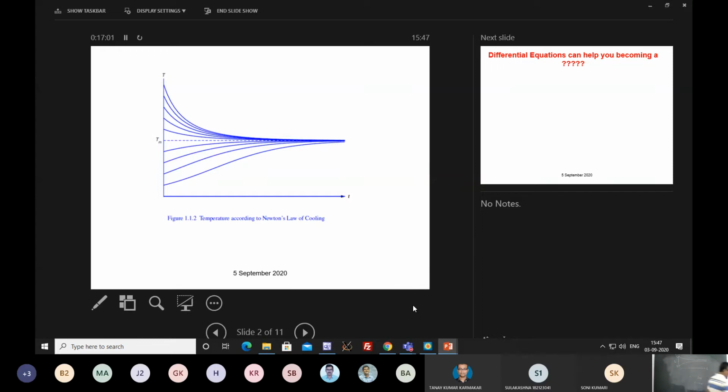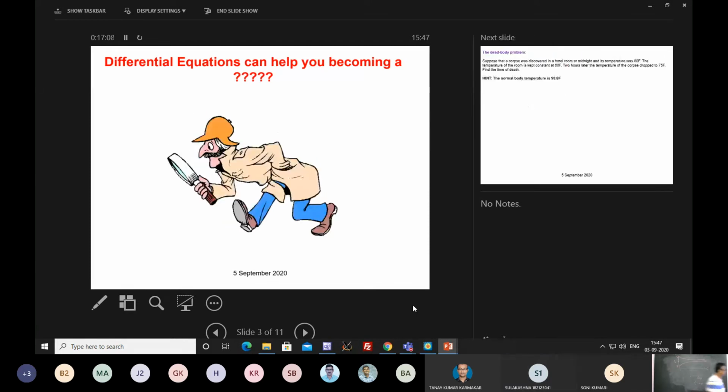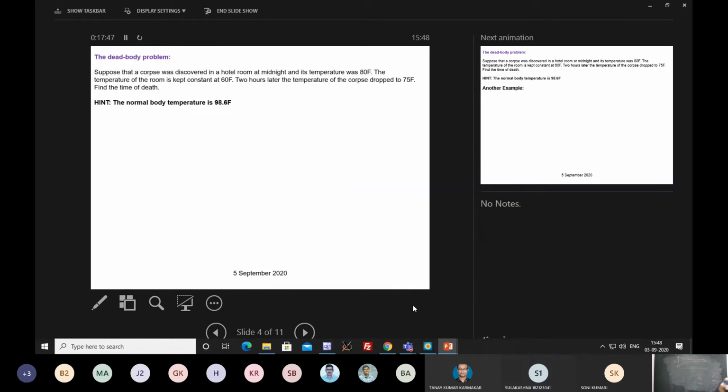Okay, so now I am coming to some funny part. What is this? What does the picture tell you? It's a picture of a person looking through a magnifying glass, wearing a hat. You must have seen a lot of TV series like Crime Patrol. So this is nothing but a detective. Let me move over to the next slide.